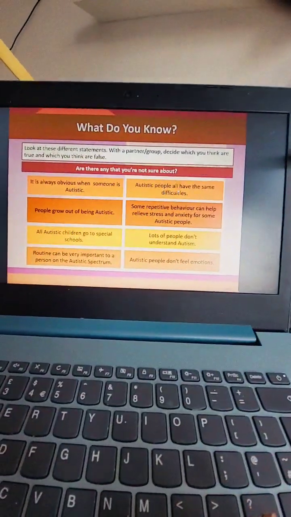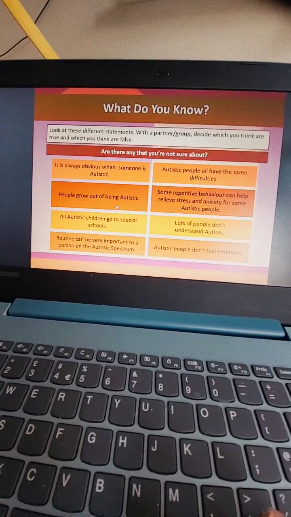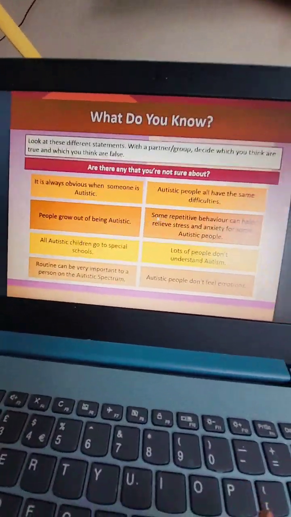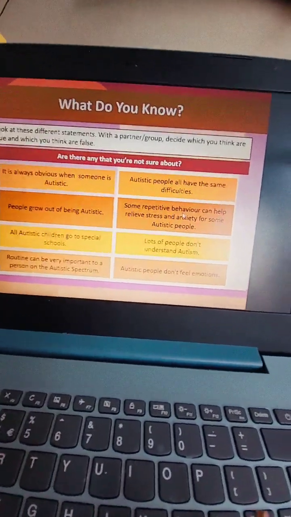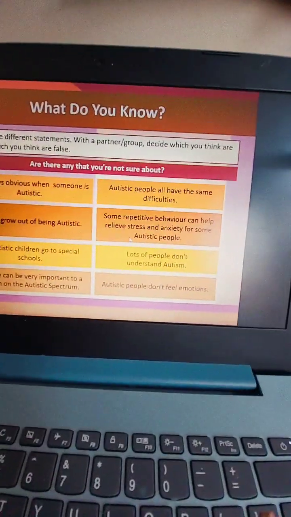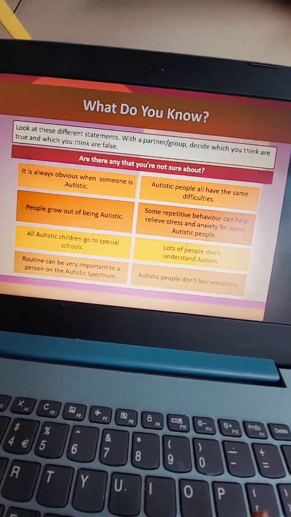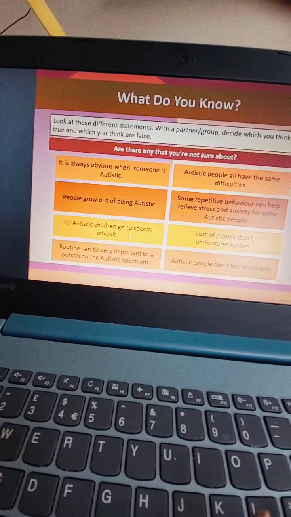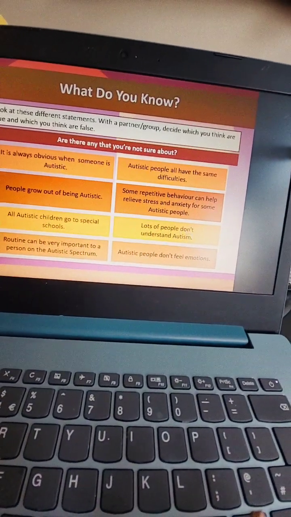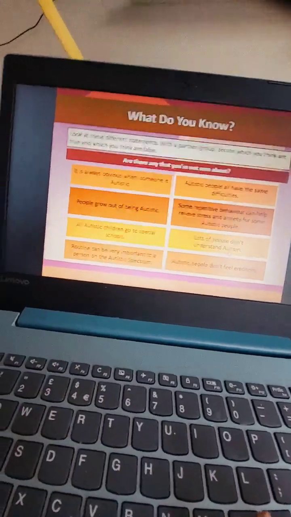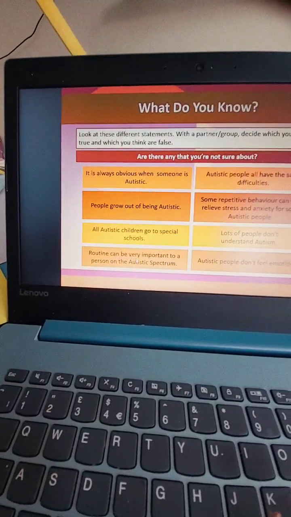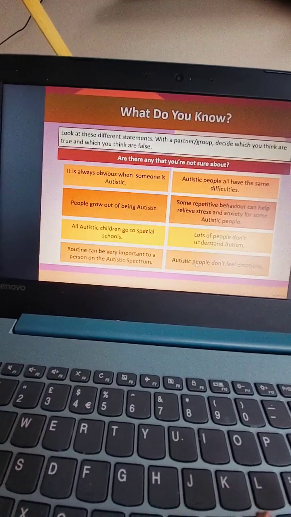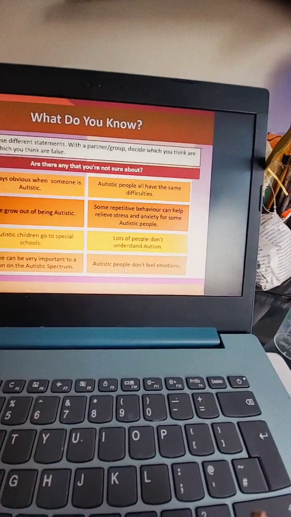Autistic people all have the same difficulties. No, that is not true. People grow out of being autistic. That is also not true. Some repetitive behavior can help relieve stress and anxiety for some autistic people. Yes, true. All autistic children go to special schools. No. Lots of people don't understand autism. Yes. Routine can be very important to a person on the autistic spectrum. Yes. Autistic people don't feel emotions. Maybe true.